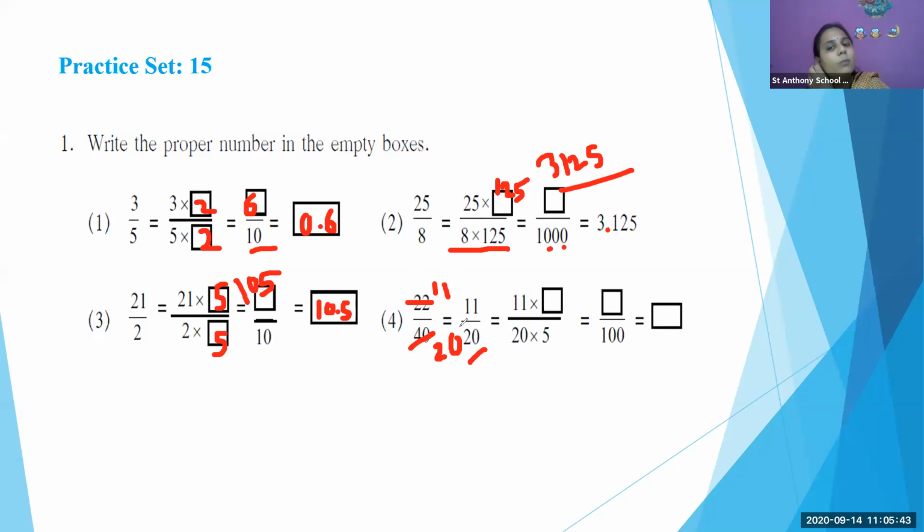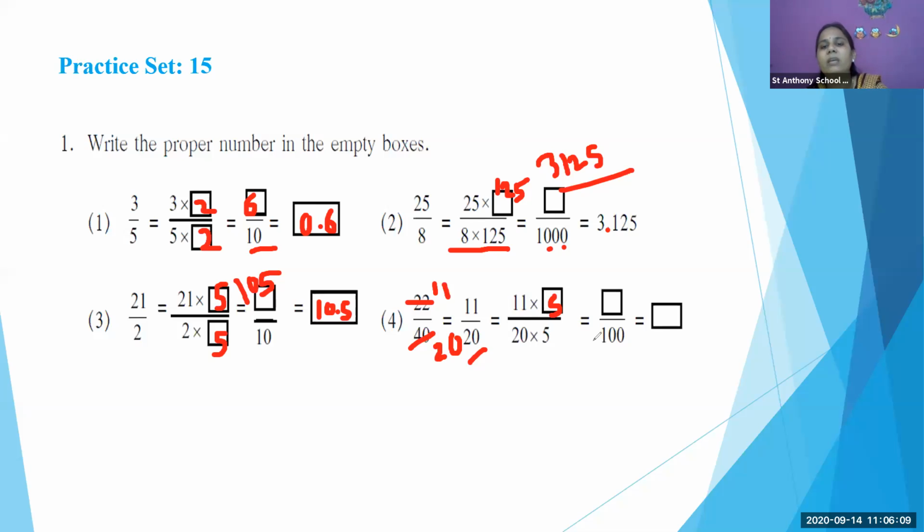Now, 11 upon 20. 20 gets multiplied with 5, so the answer is 100. So 11 gets multiplied with which number so that your answer will be there? Let me know in the chat box. Ishita is saying 5. Okay, so if 20 gets multiplied with 5, then 11 also gets multiplied with 5.